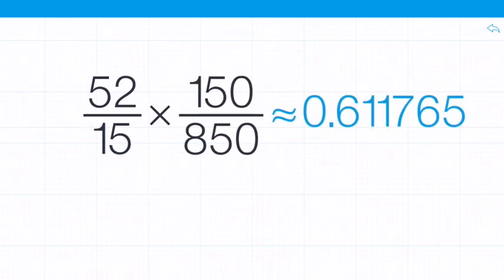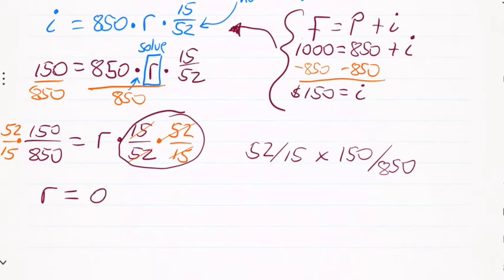And let the calculator do its work. So 0.61, and I'm going to go 3 decimal places. There's a reason. So 0.612. All right. Whew.